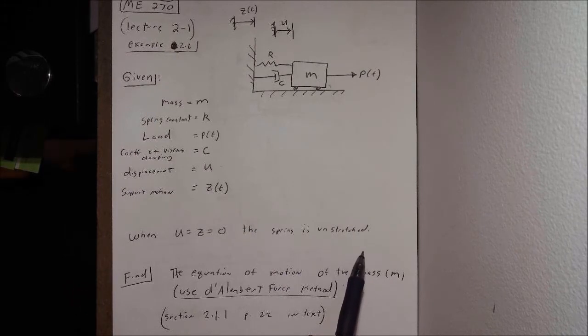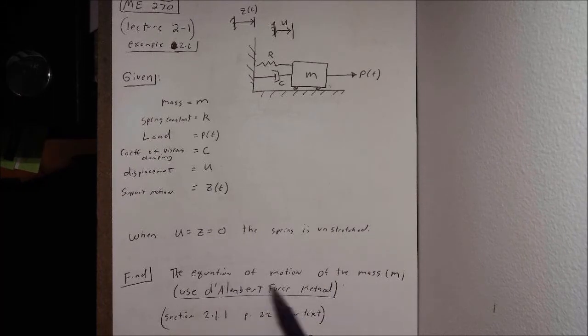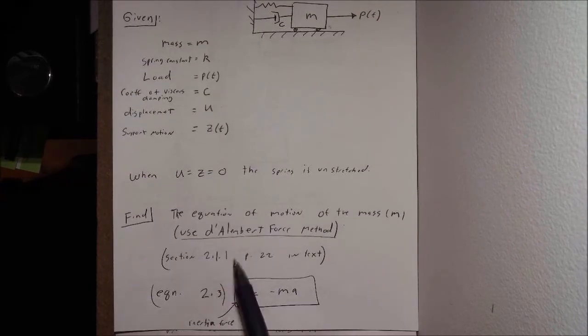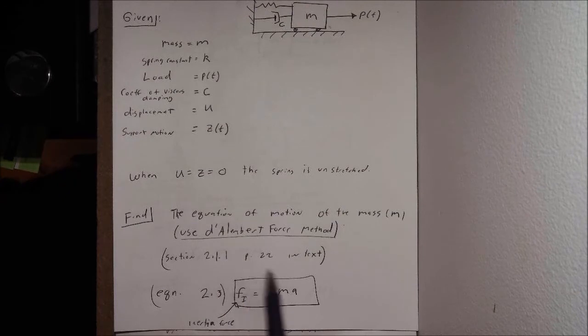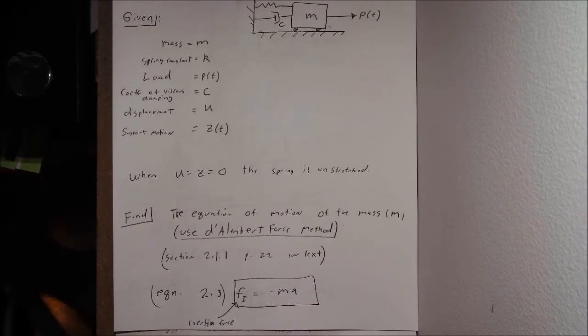Now, the next question is, what are they asking us to solve for? They want us to solve for the equation of motion of the mass. They tell us what method they want us to use, so we can go back to section 2.1.1 in our textbook on page 22, and we can find our equation, given by equation 2.3, where we have F sub I is equal to negative m a, where F sub I is our inertia force. So this is what they want us to find. They give us how they want us to find it, and we can reference that key equation back in our textbook.